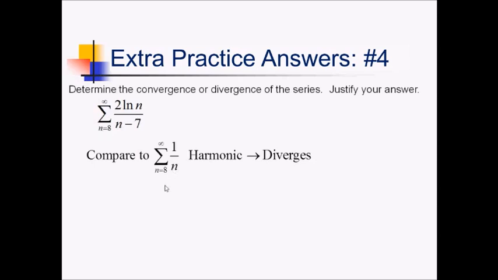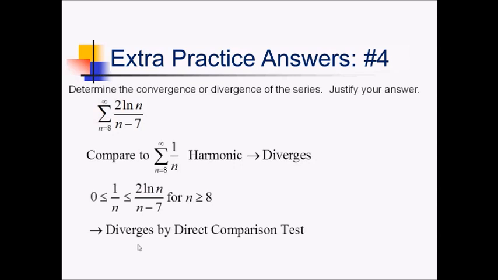So the way I'm going to write all this out, I'm going to say 0 less than or equal to the harmonic series here, 1 over n, which is less than or equal to the original series. And again, this is true for n values greater than or equal to 8. I have to spell this out because it's not true for all n values. But now that I've shown my original series is bigger than a known diverging series, I've shown the original also diverges using the direct comparison test.